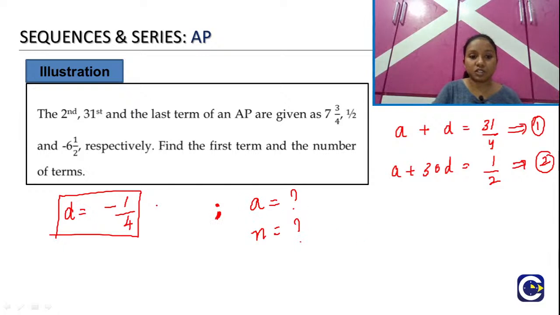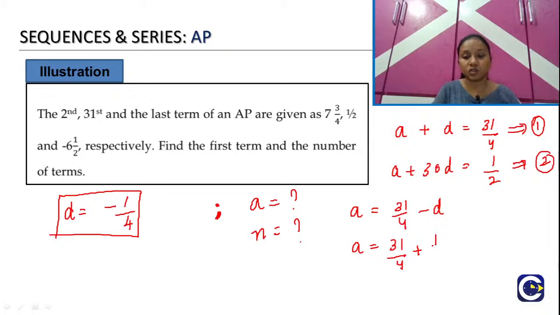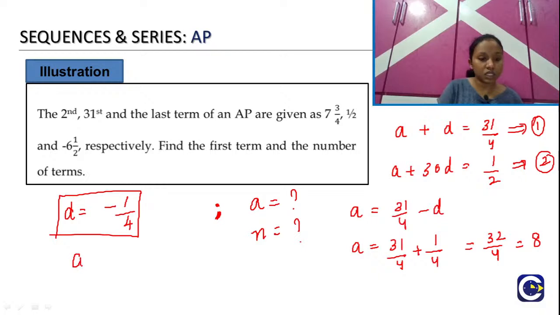So let's just substitute the determined D value in the first equation. So A here will be equal to 31 by 4 minus D. So A here will be equal to 31 by 4, so minus of minus will become plus 1 by 4. That means 32 by 4, it will be 8. Right. So the first term, that is the A value, we determined will be equal to 8.